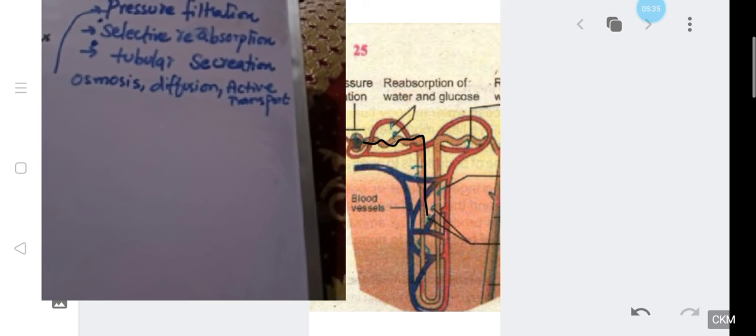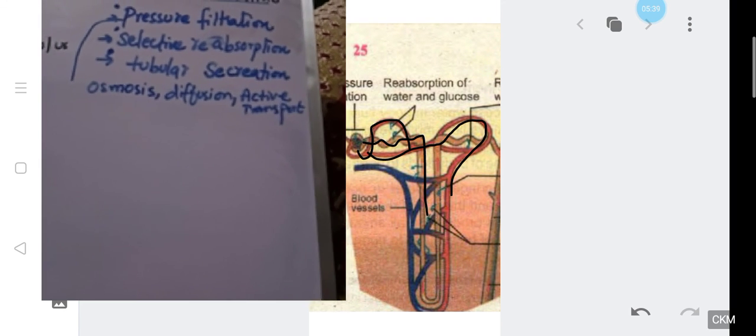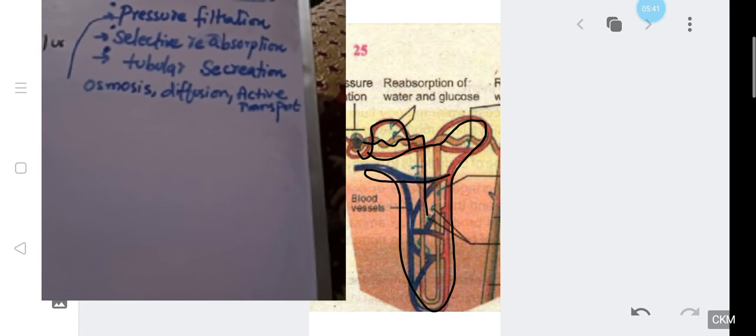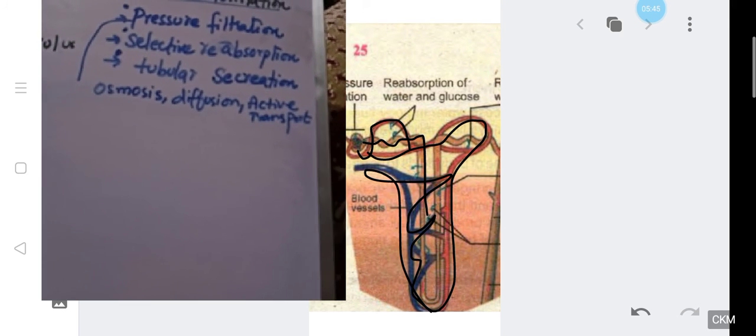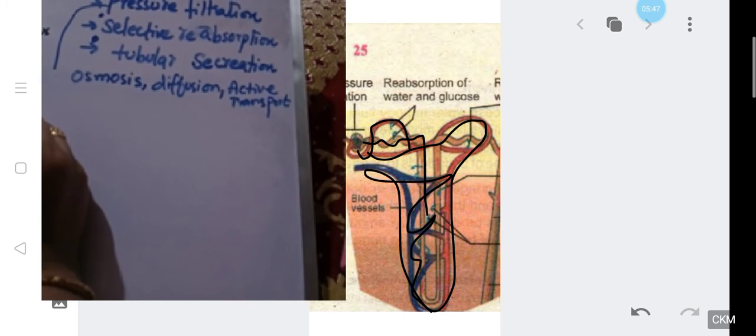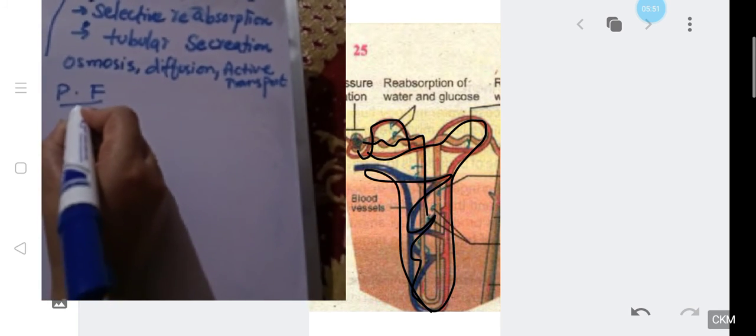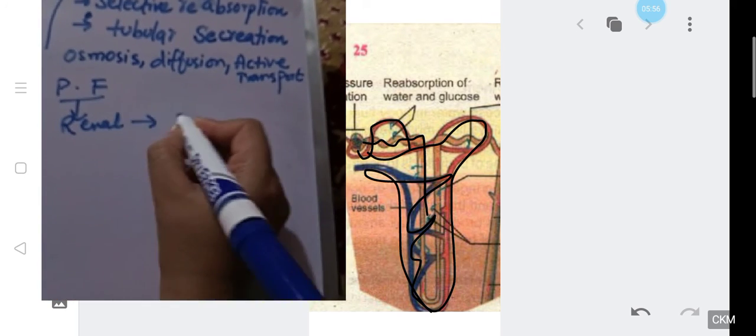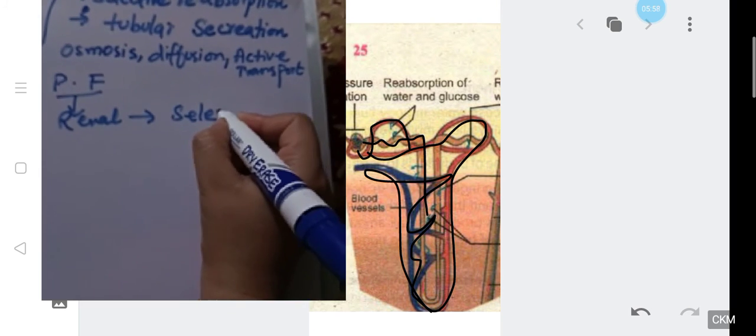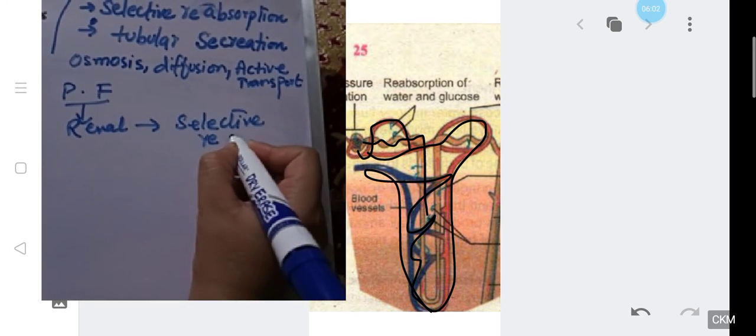Now keep in your mind that this whole nephron is covered by the network of the capillaries. This is basically the network of the capillary that is surrounding the nephron. After the pressure filtration, the material will move towards the renal tubule. And here the selective reabsorption will take place.